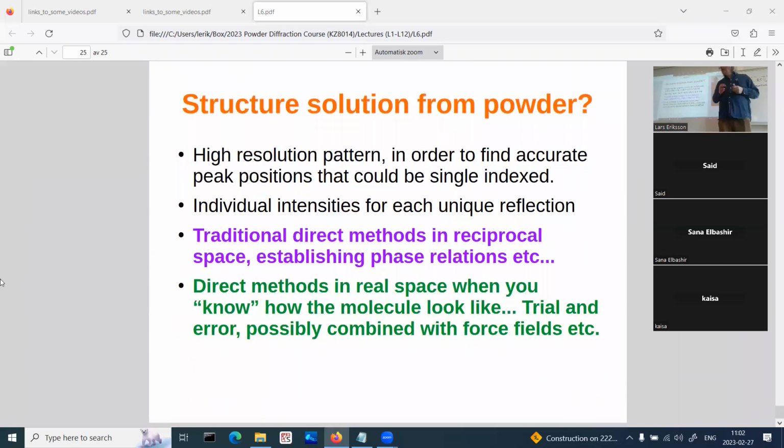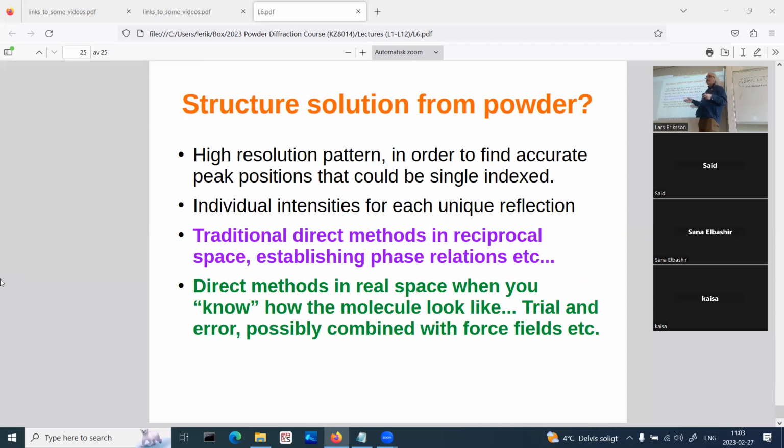Structure solution from a powder. I think I've shown this before. A high resolution pattern is needed to be able to find a unit cell. And if you want to use single crystal methods, then you need intensities. With individual intensities, you can use traditional methods, either direct methods in reciprocal space, or if you can't really resolve a lot of individual intensities, perhaps there is room for so-called direct space methods, in real space.